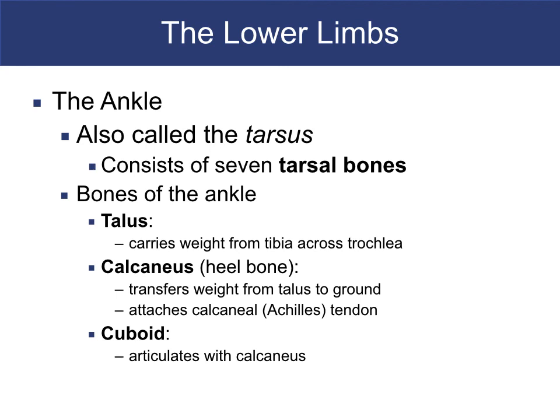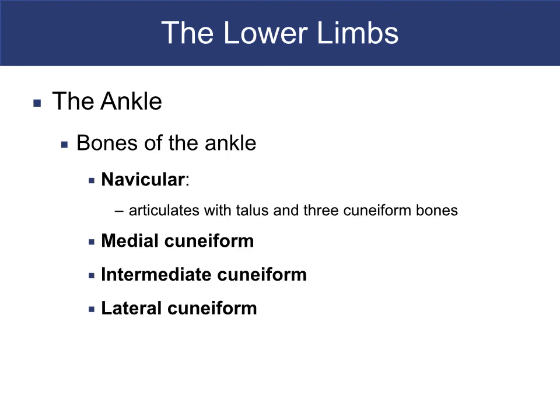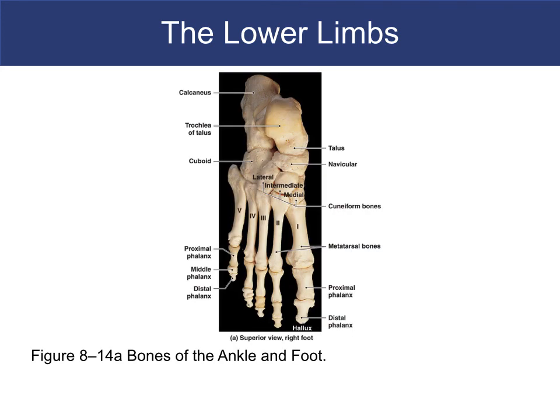Okay, so the two biggie back ones are the talus and the calcaneus. The cuboid is the next one. It articulates with the calcaneus up here. Then there's the navicular and the three cuneiforms. These are the three cuneiforms. They're kind of wedge shaped. I think that's what cuneiform means. And medial, intermediate, and lateral. And I'll just leave it at that.